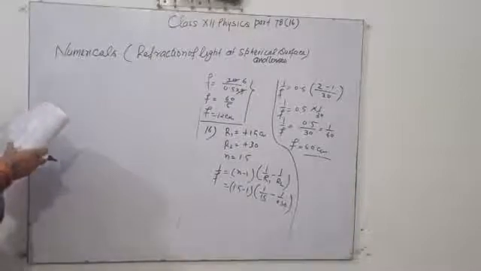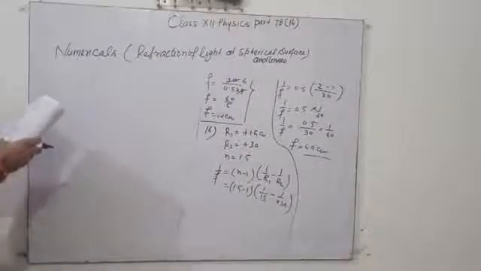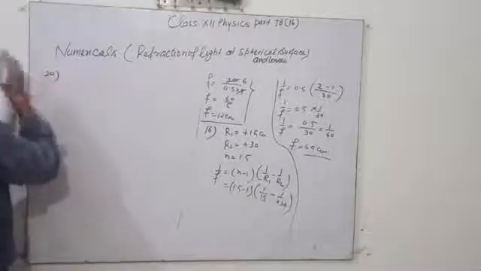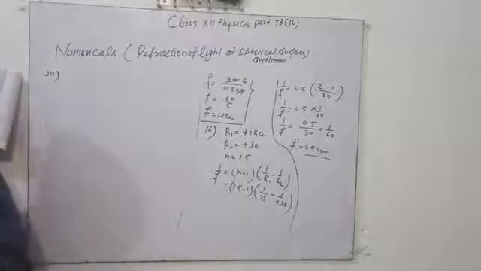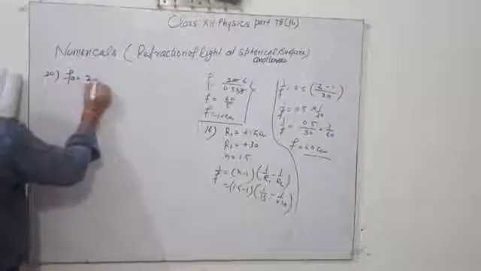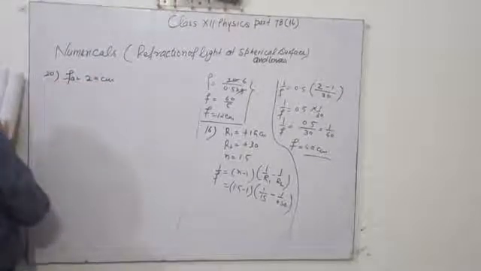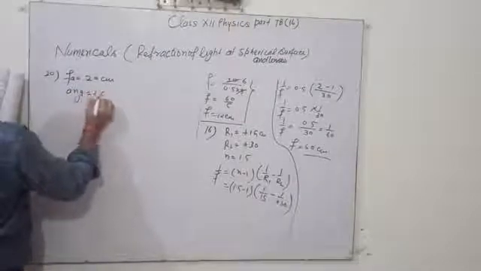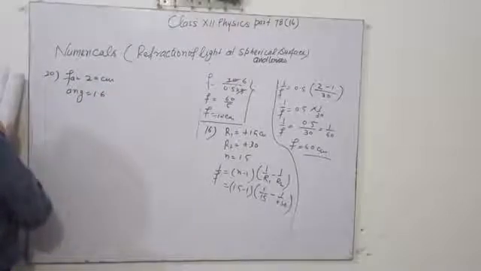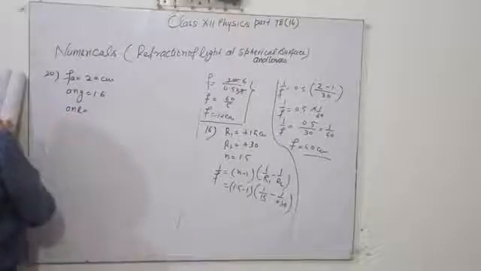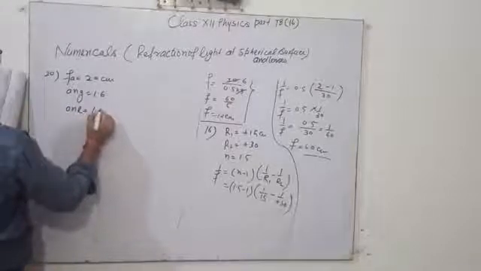Now come to question 20. A converging lens of focal length 20 centimeter in air, that is FA equals 20 centimeter. The refractive index of the material, ANG, equals 1.6, and the refractive index of the liquid, ANL, equals 1.3.